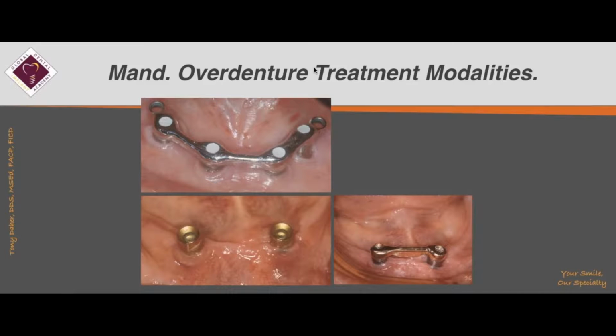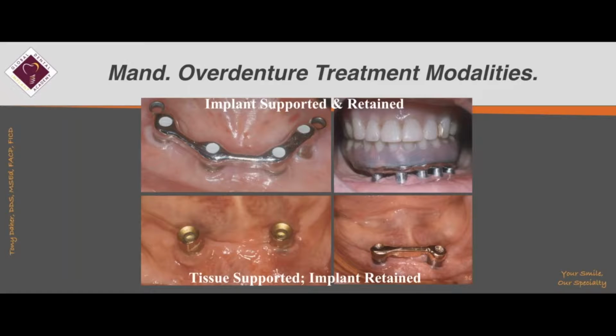Mandibular overdenture treatment modalities depend on the number of implants you're going to place. If you place only 2, it doesn't matter if you connect them or not, the prosthesis over them has to follow basic biomechanical principles, so it is going to be mostly tissue supported and implant retained. On the other hand, if you place more than 2 and spread them as far apart as possible, the prosthesis is going to be implant supported and also implant retained. It's going to feel like a fixed bridge, but it's removable by the patient.